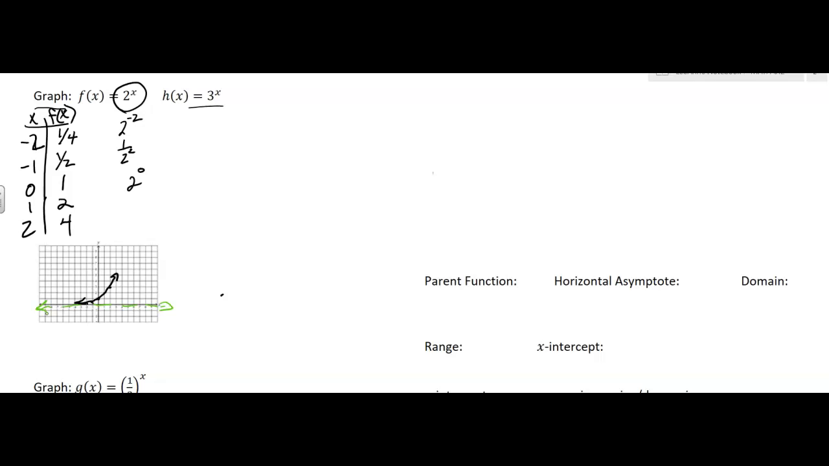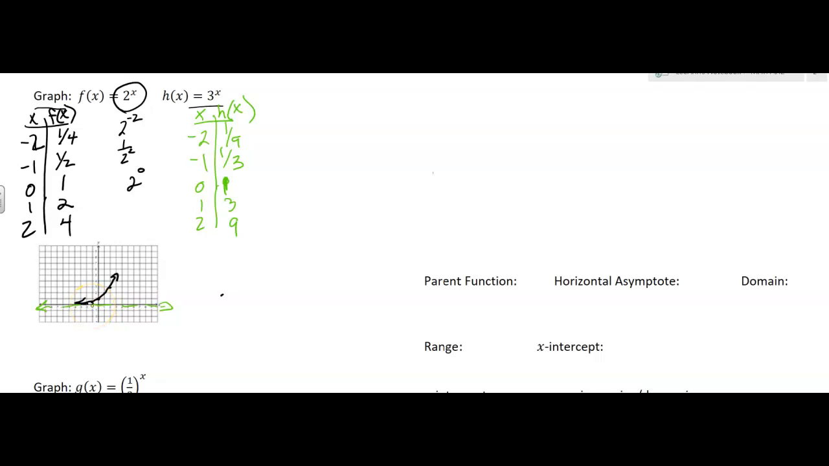Okay, let's look at h of x now. We're going to have x, h of x, and we're going to do a similar thing. We're going to just plug in -2, -1, 0, 1, and 2. And we're going to get 1/9, 1/3, 1, 3, and 9. And now we're going to graph it right on this same graph.